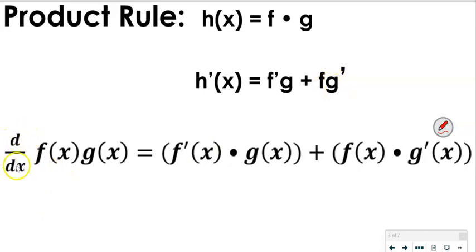So again, this d over dx means derivative. When we're multiplying two functions together and taking the derivative of that, we take the derivative of the first function times the second function plus the first function times the derivative of the second function. Now, you could also take the derivative and multiply it times the other function. Either way is fine with me, whichever one you feel more comfortable with.